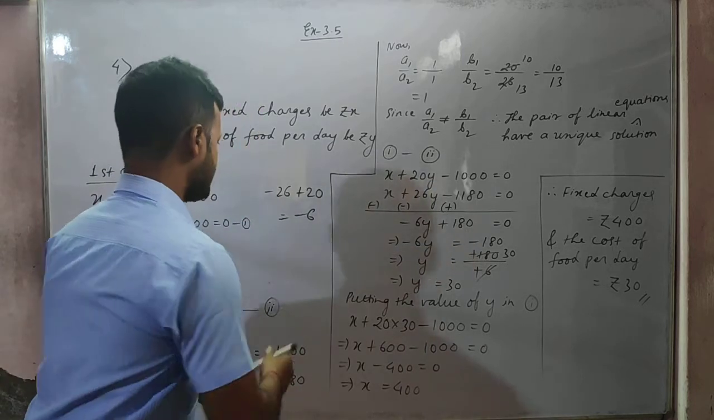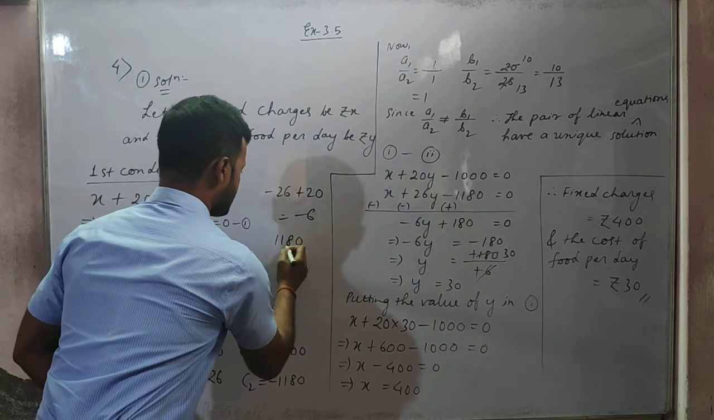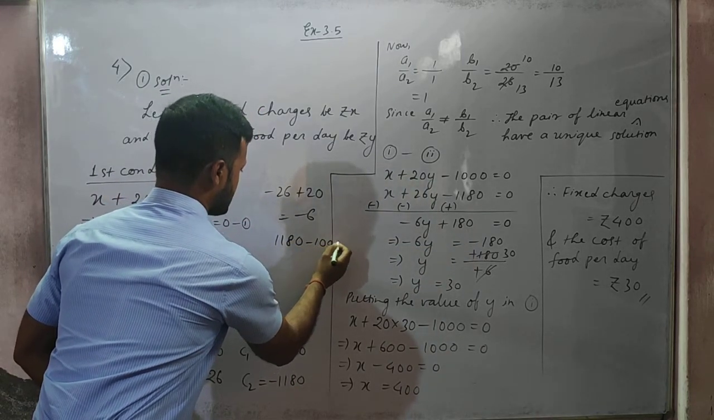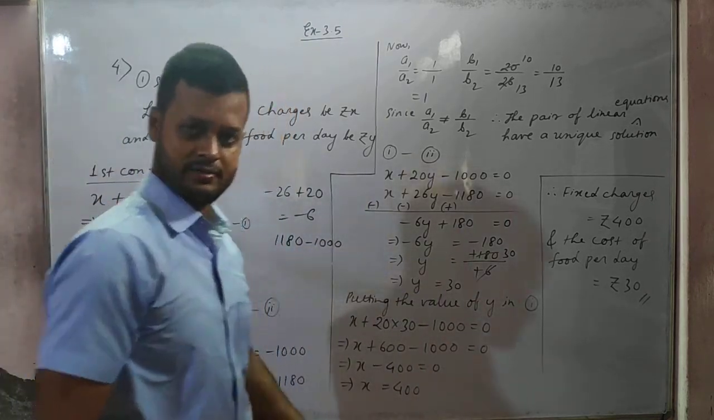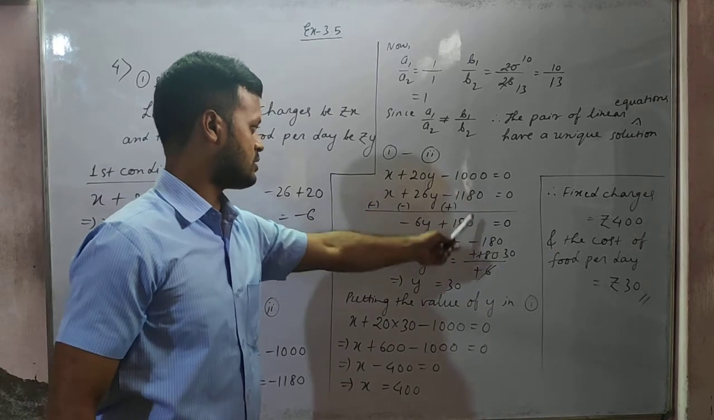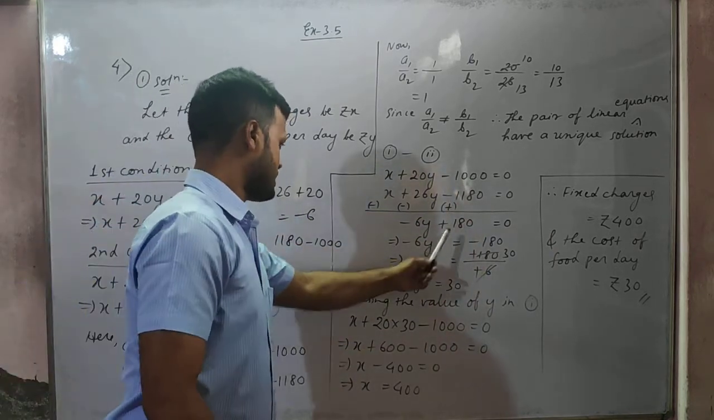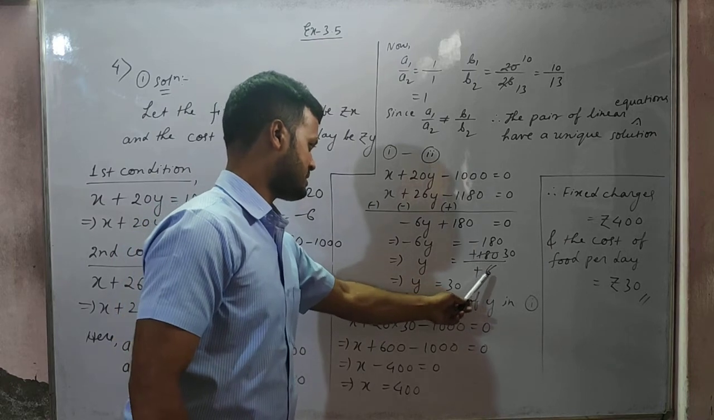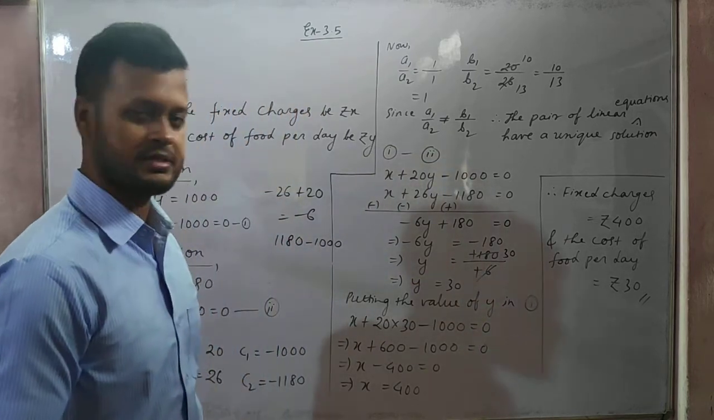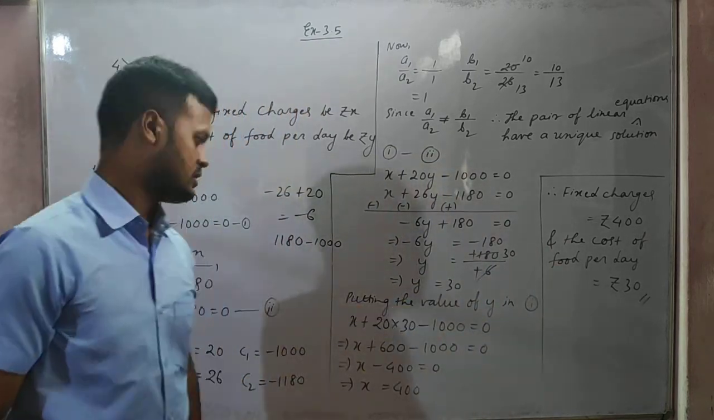And plus 1180 plus minus 1000. So 1180 minus 1000 will become how much? Plus 180. 180 you take to the right hand side, it will become minus 180. Minus 6 you cross multiply, minus minus cancel, with this 6 you divide 180. How many times? 30 times. So y is equal to 30.